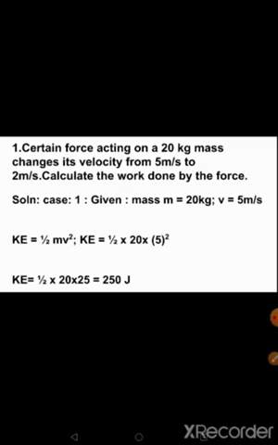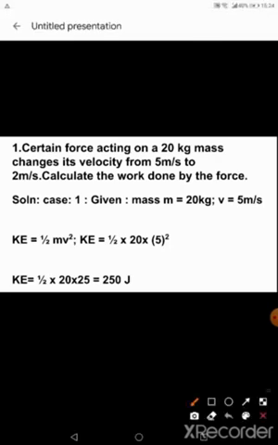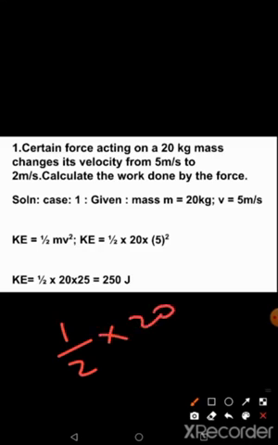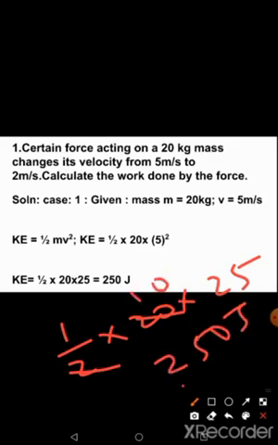See, a certain force acting on a 20 kg mass changes its velocity from 5 meter per second to 2 meter per second. Calculate the work done by the force. First, we will take the mass as 20 kg and velocity v as 5 meter per second. Substituting the values in the formula, kinetic energy is equal to half mv square, you get half into 20 into 5 square. So that becomes half into 20 into 25. When you cancel this, you get 10 into 25, which is equal to 250 joule. So this is in the first case when your velocity is 5 meter per second.